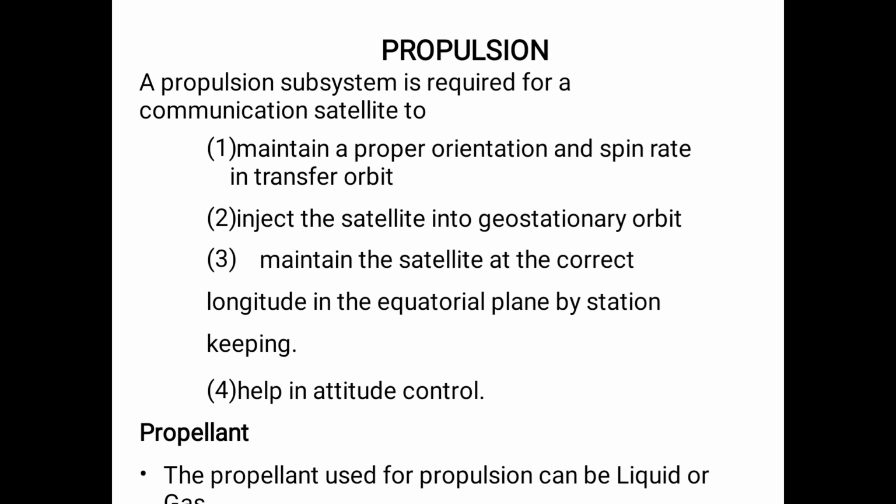Propulsion. The propulsion subsystem is required for a communication satellite to maintain a proper orientation and spin rate in transfer orbit, to inject the satellite into geostationary orbit, to maintain the satellite at the correct longitude in the equatorial plane by station keeping, and to help in attitude control. Propellant: the propellant used for propulsion can be a liquid.